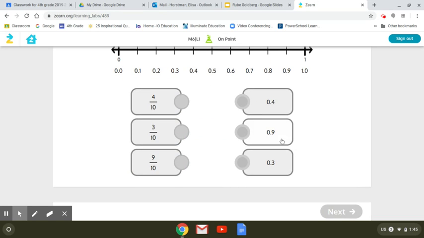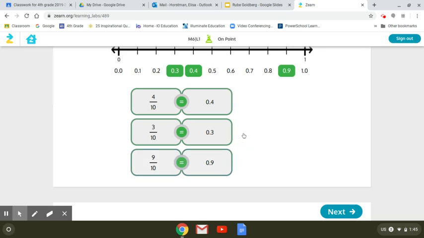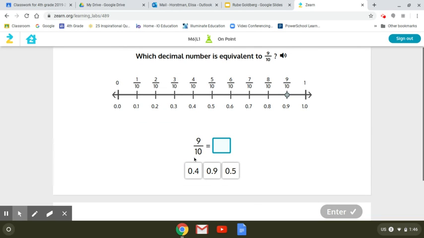Ooh, let's try this one. You go ahead and do this one yourself without me. You should have gotten 3/10. 9/10 equals 0.9. So 9/10, how would we write 9/10? 0.9.